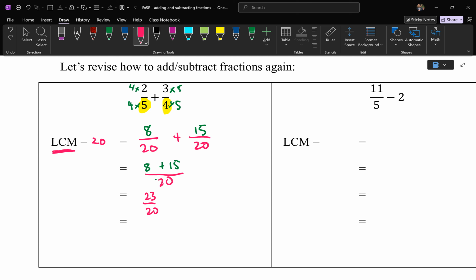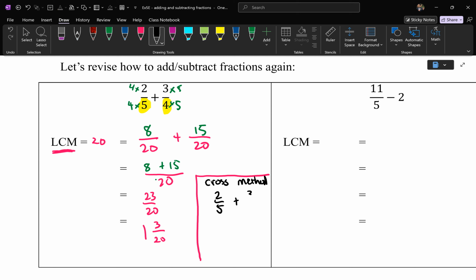Or sometimes the back of the book likes to write it as a mixed fraction. What's this as a mixed fraction? 1 whole, because 20 fits into 23 once and has a 3 remainder out of 20, right? This is the proper way of doing your fractions. Last term, I did teach you a shorter way, which I don't like teaching unless you understand this theory first. So if you get that theory, then here's a shortcut. It was called the cross method.